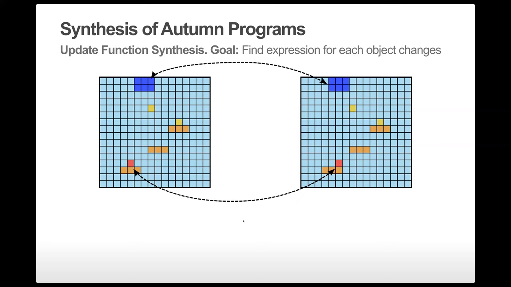And then the next stage is what we call update function synthesis, and that is to find an Autumn expression for every transformation of an object that describes in the Autumn language that transformation. So for example, the top arrow might be associated with a move left transformation, and this bottom arrow might be associated with a move right transformation. And then we have a whole library of different primitive operations which we could try to associate with these arrows.